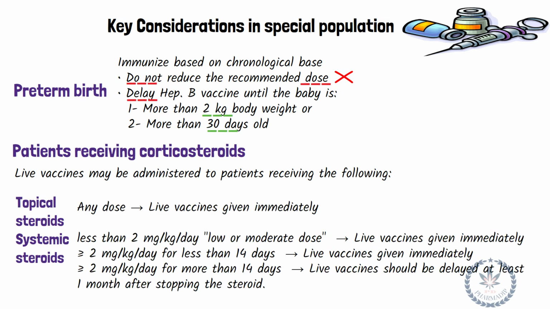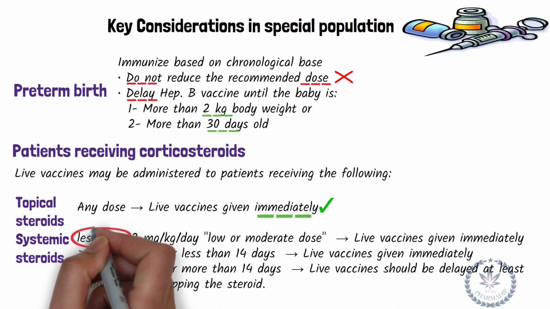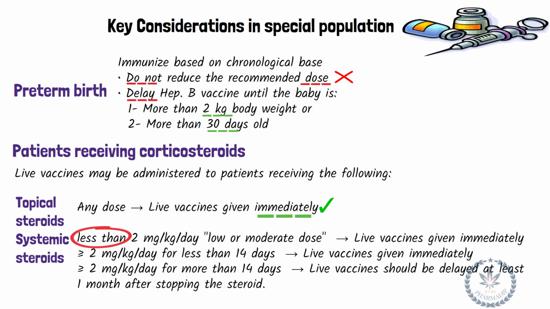steroids of any dose, live vaccines given immediately. Systemic steroids less than 2 mg per kg per day, low or moderate dose, live vaccines given immediately. However, if the dose is more than or equal to 2 mg per kg per day for less than 14 days, then live vaccines given immediately. If the dose is more than 2 mg per kg per day for more than 14 days, then live vaccines should be delayed at least 1 month after stopping the steroid.